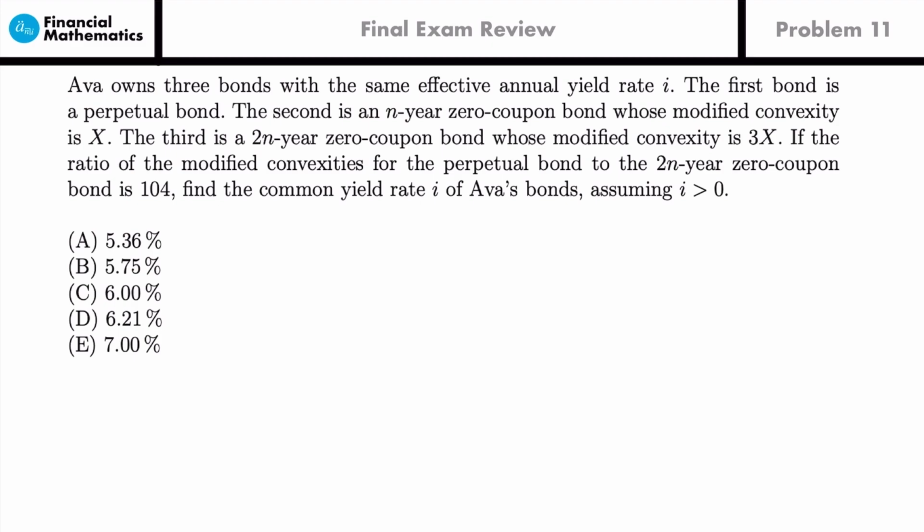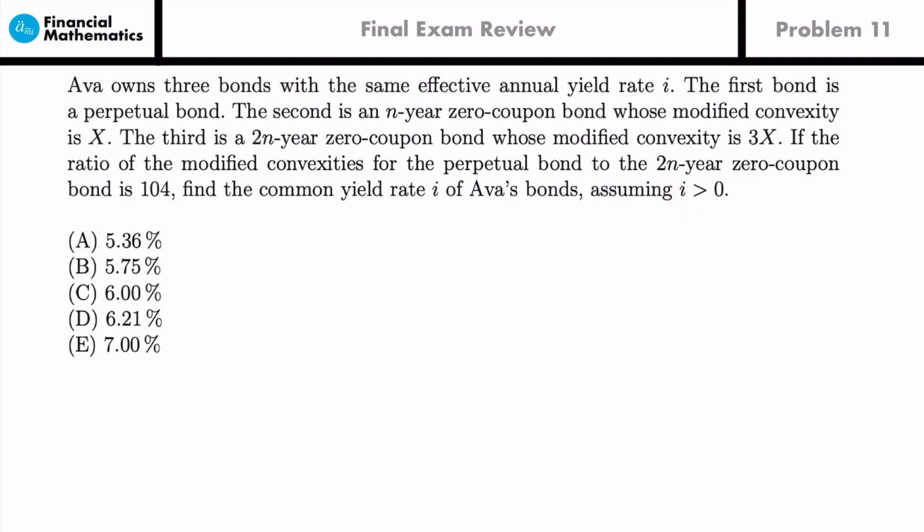For problem 11, we have Ava owns 3 bonds with the same effective annual yield rate, i. The first bond is a perpetual bond. The second is an N-year zero coupon bond whose modified convexity is X. The third is a 2N-year zero coupon bond whose modified convexity is 3X. If the ratio of the modified convexities for the perpetual bond to the 2N-year zero coupon bond is 104, find the common yield rate i of Ava's bonds, assuming that that yield rate is greater than 0.